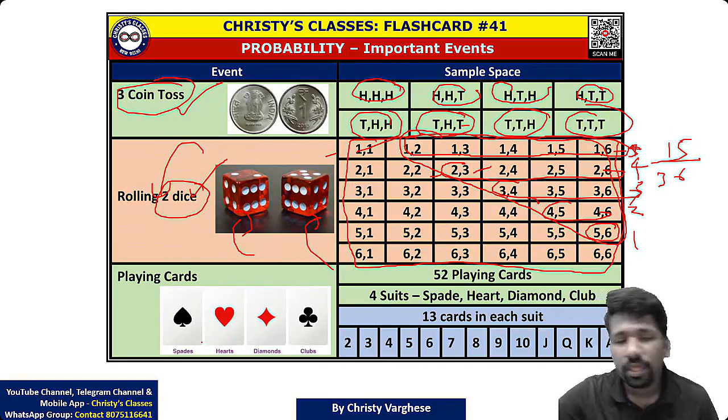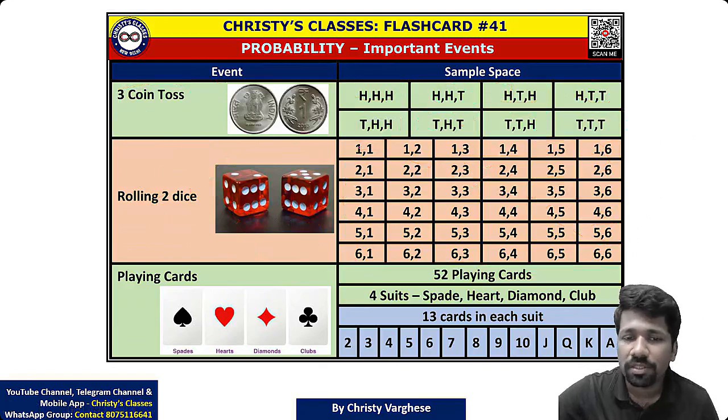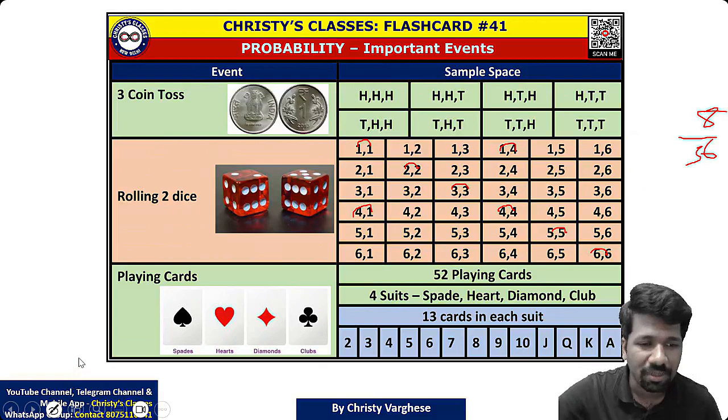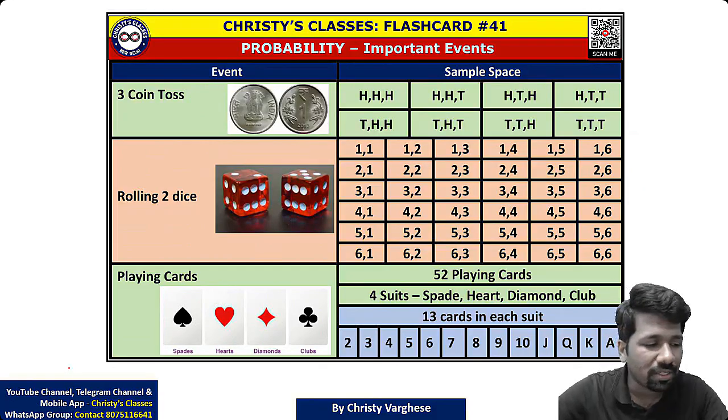Again, a different question: the product of the numbers is a perfect square. This was asked once in the GATE exam. So 1 into 1 is a perfect square, 2 into 2, 3 into 3, 4 into 4, 5 into 5, 6 into 6. 1 into 4 is also a perfect square, 4 into 1 is also a perfect square. So it will be 8 by 36. That way, infinitely many situations can be created like this, so you have to properly understand what the question is and answer accordingly.